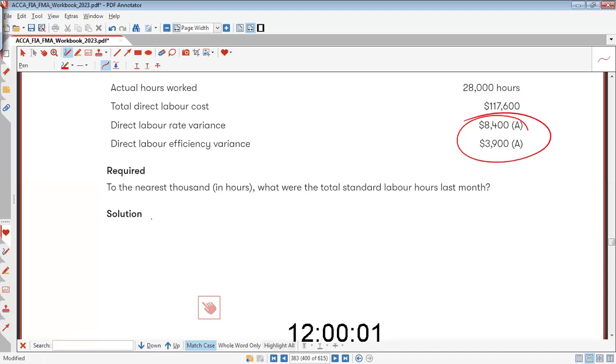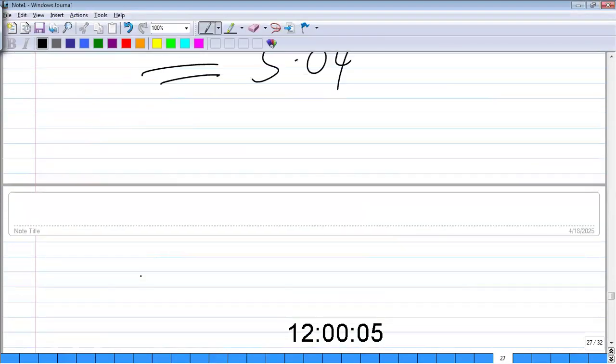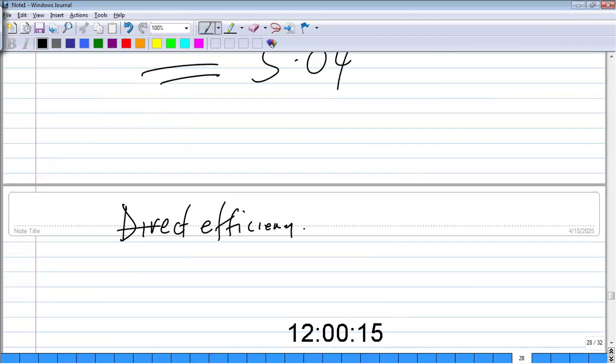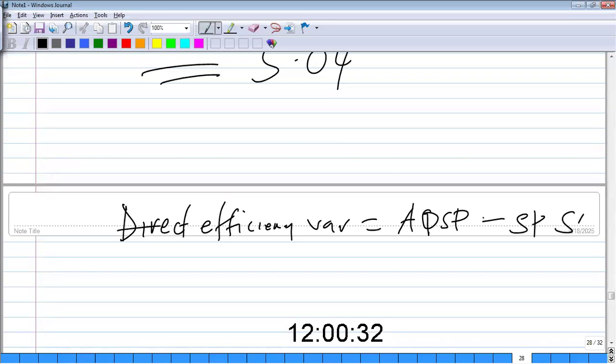Let me work for this side. We have the direct labor efficiency variance, which is equal to, what's the formula? AQ, SP, minus SP, SQ.